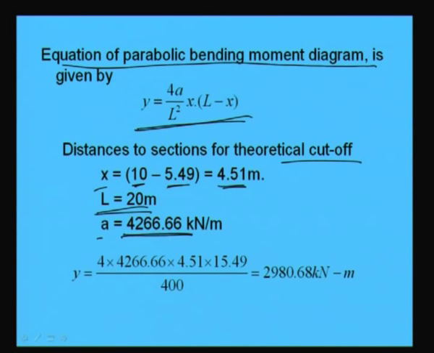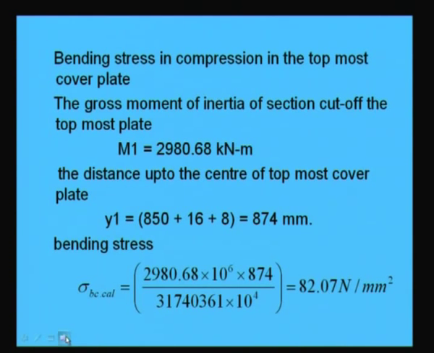So, using this value we can find out, that is 4 into 4266.66 into 4.51 into 15.49 by 400, that will be this much, 2980.68. So, the bending stress in compression in the topmost cover plate can be found out and can be checked.